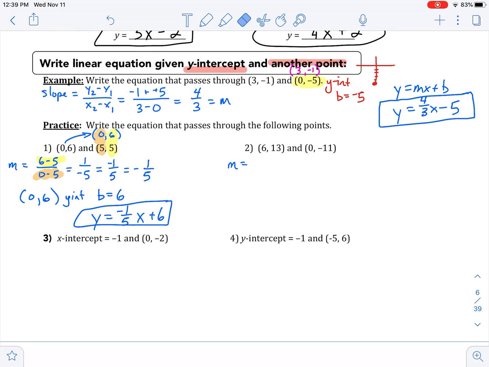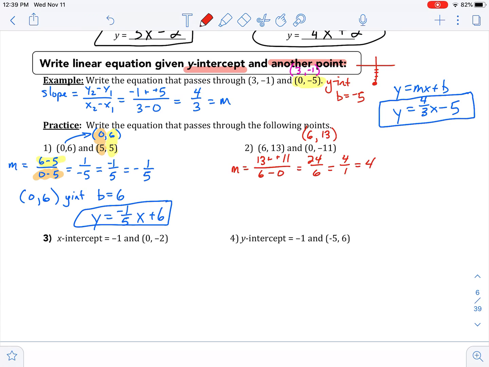I'm going to change up the colors so that it doesn't get confusing on here. Again, we're going to stack the points here. As I write the slope, I'm going to do top minus bottom for the y's and top minus bottom for the x's. This is 24 divided by 6, which is 4 over 1, which is 4.